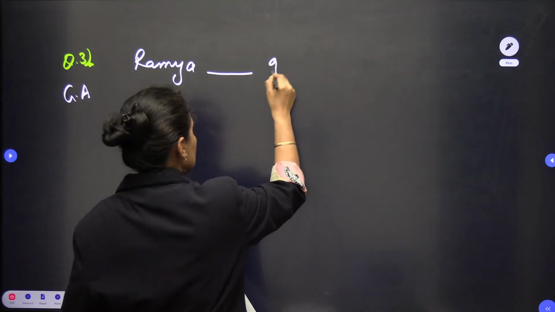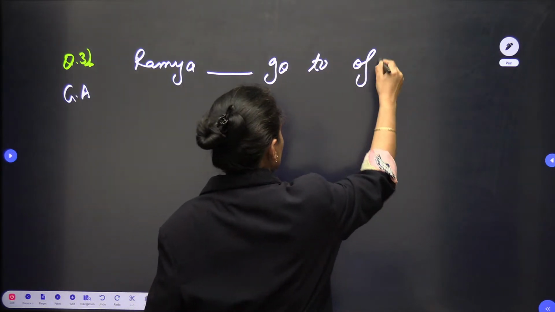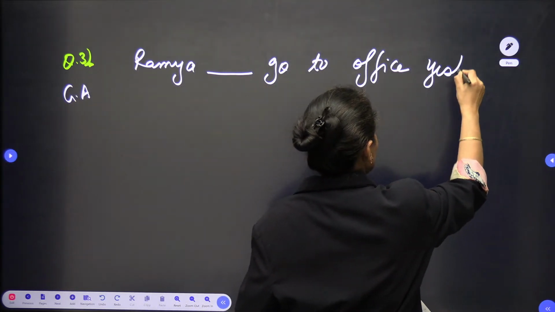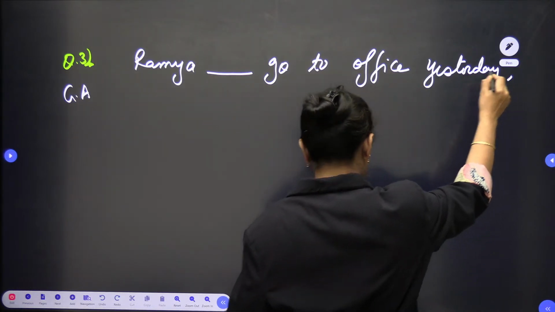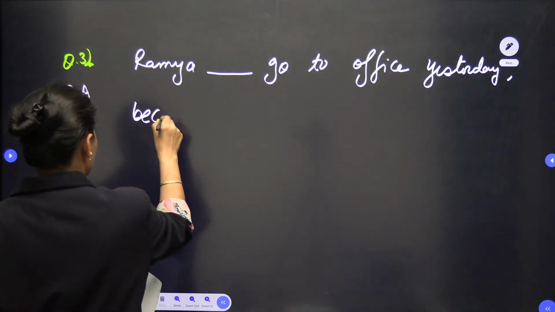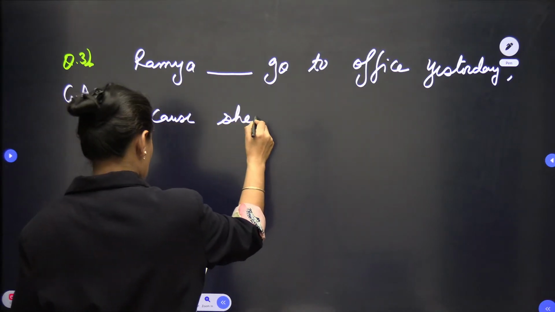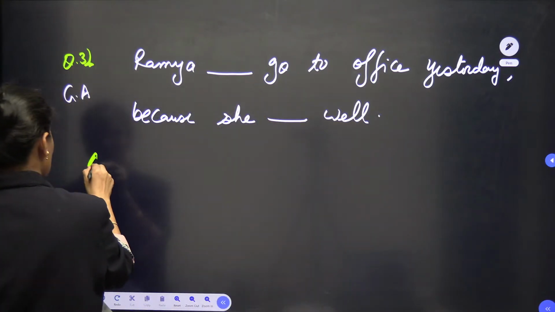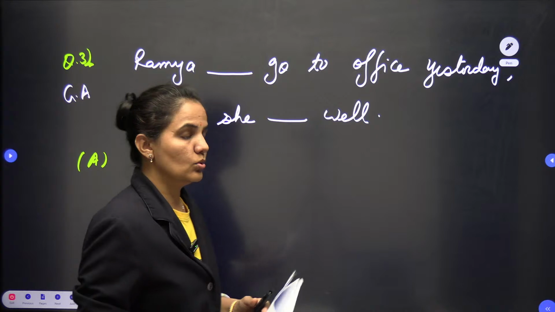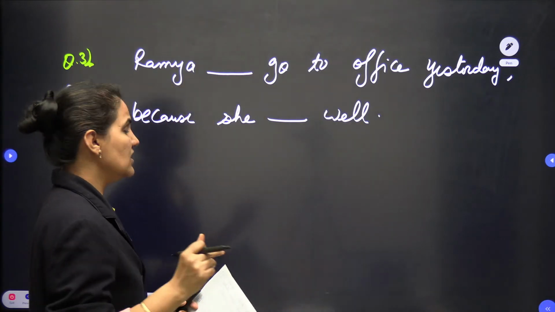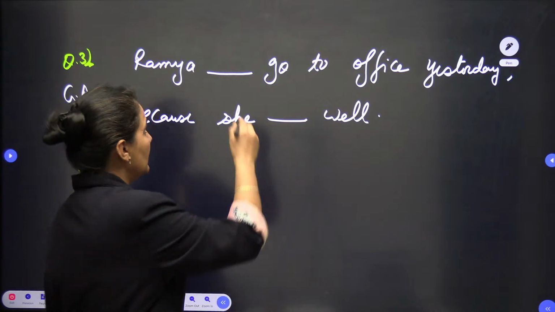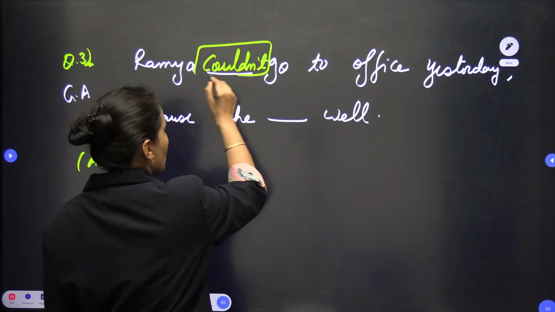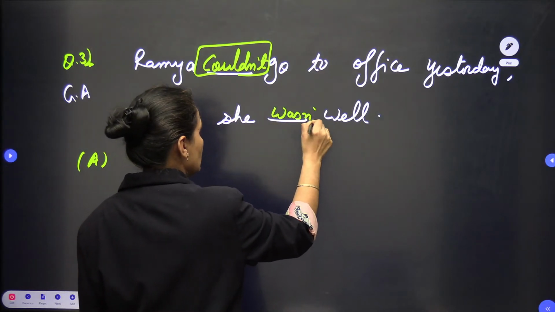Dash, fill up is there, go to office. The basic grammar related question, go to office yesterday. It's talking in the past tense, yesterday, because she dash well. So in the options, I can very easily understand that Ramya go to the office yesterday because she well. So it should be Ramya could not or couldn't go to the office yesterday because she was not well.